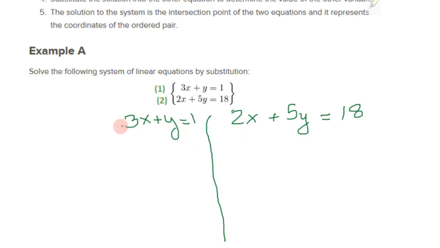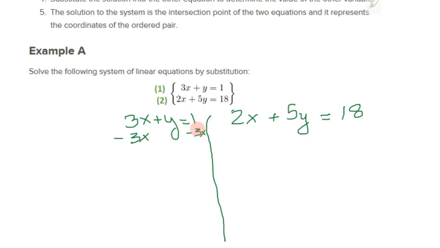Okay. Now you come over here to this equation on the left, and we want to solve for y, which means that we want to get rid of the 3x. So we're going to subtract the 3x to move it over to the other side. So subtract 3x, subtract 3x.